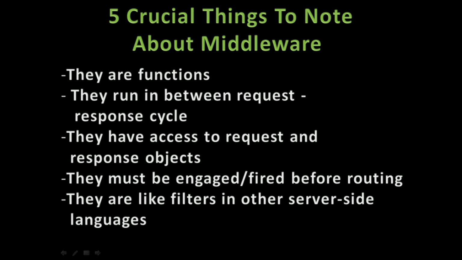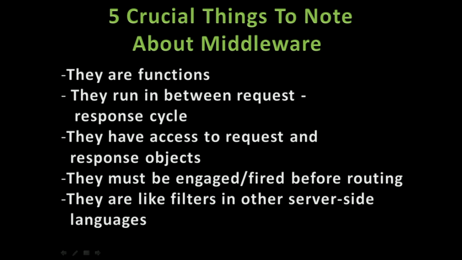Number 1, they are functions. 2, they run in between the request-response cycle. The client makes a request, and it is the duty of the server to respond to that request. The client makes a request, and then the server gives a response. Before that cycle gets completed, your middleware needs to do whatever it needs to do. So middleware functions run between the request and response cycle.